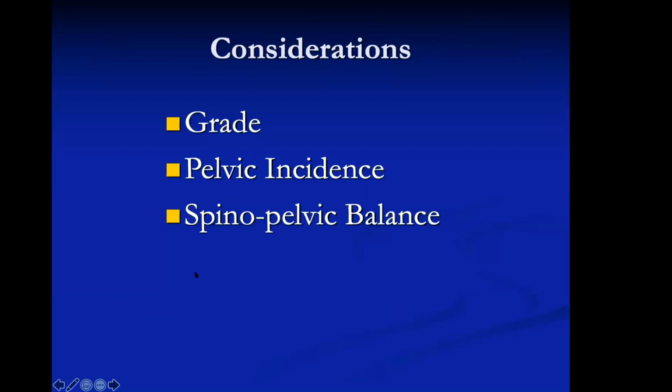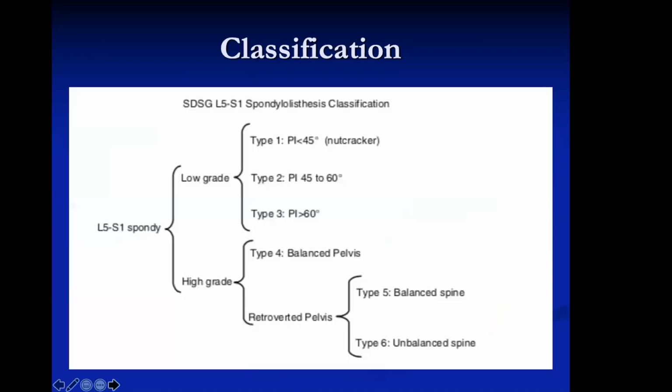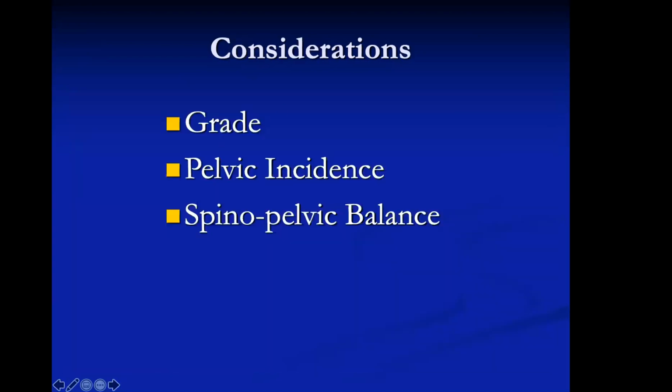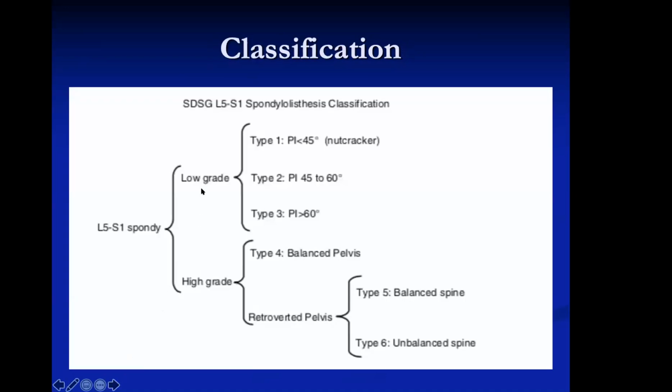So now the treatment is basically based on these three considerations. One is the grade of listhesis, one is the degree of pelvic incidence, and third is the spinopelvic balance. Okay, so let's go to that. So a patient with L5-S1 lytic listhesis, you first classify them into low grade and high grade, as shown here.